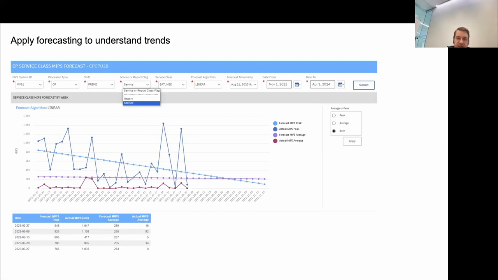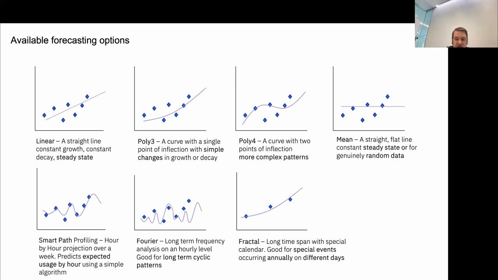When you use forecasting, there are many different algorithms that you could apply in order to drive this, and that can depend on the nature of the data that you're looking at. So you can choose what algorithm to apply. For something like storage or disk usage, a linear approach might be most appropriate. When you get to CPU utilization, some kind of polynomial that represents the more complex pattern, or a Fourier type algorithm.